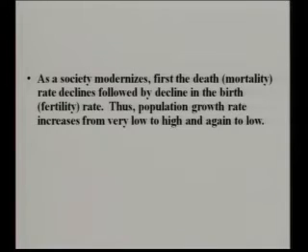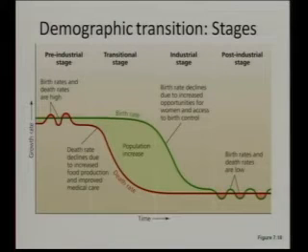If society modernizes, then first it's the death rate, what is known as mortality, that starts declining, and then eventually it's followed by the decline in fertility. Traditionally, it's much easier for mortality to decline than fertility, because there's a gap between the two.